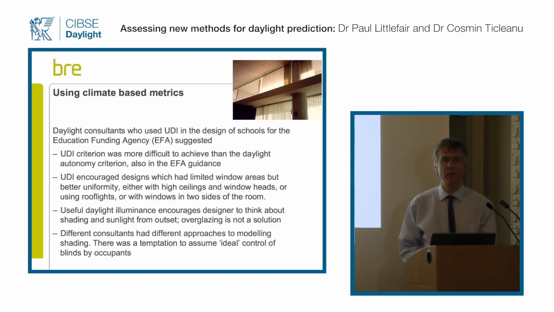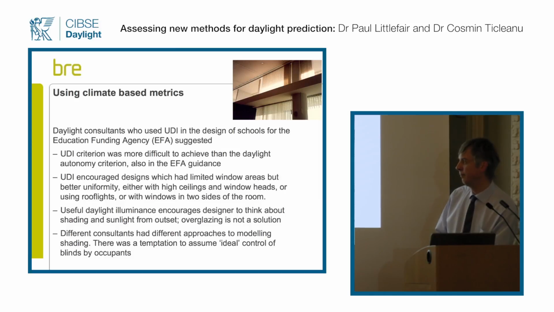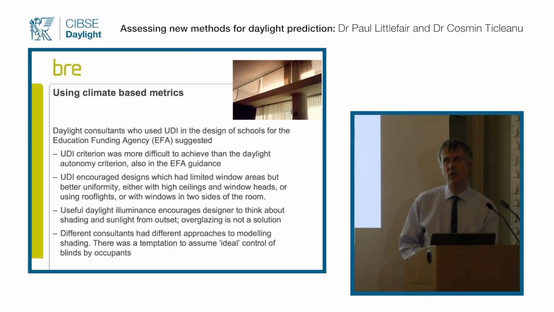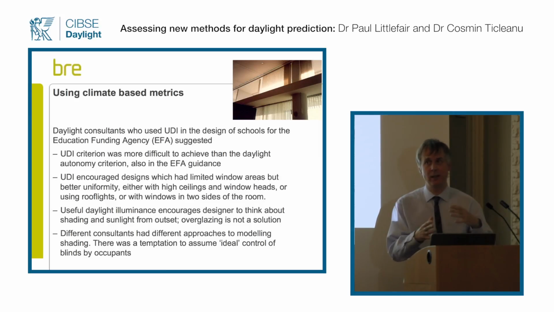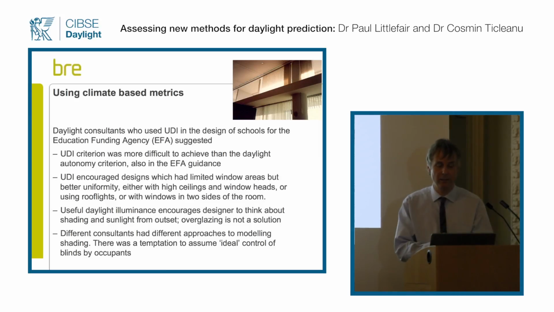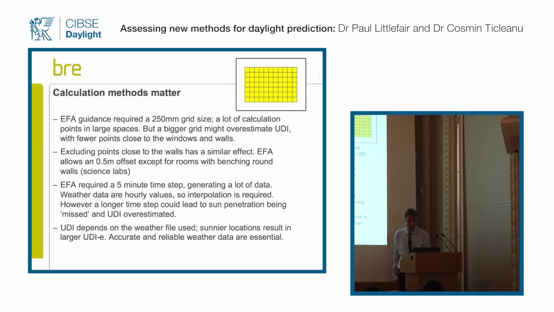And some assume that, say, you just had a fixed shading, like an overhang or light shelf, which is a perfectly reasonable thing to do. Other people had more complicated sorts of shading based on, say, if it's above a particular light level. I think Chris was talking about this earlier on. Above a particular light level, then you get the blinds coming down. So can you comment on that last point?